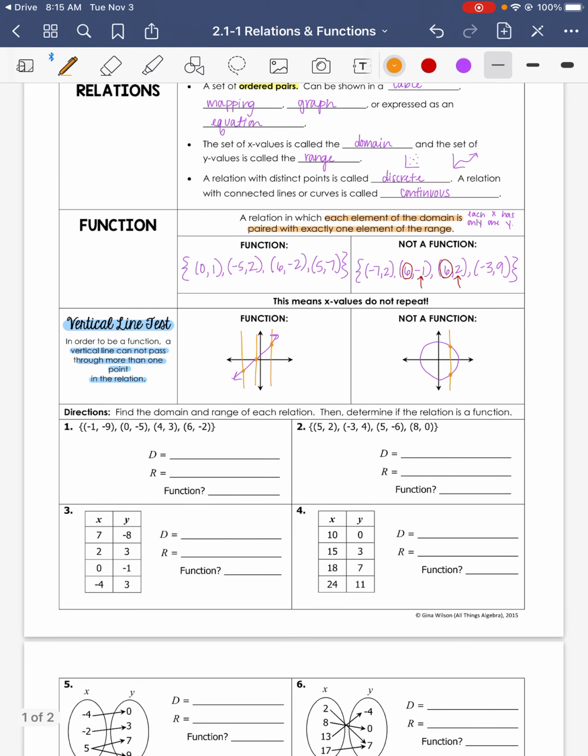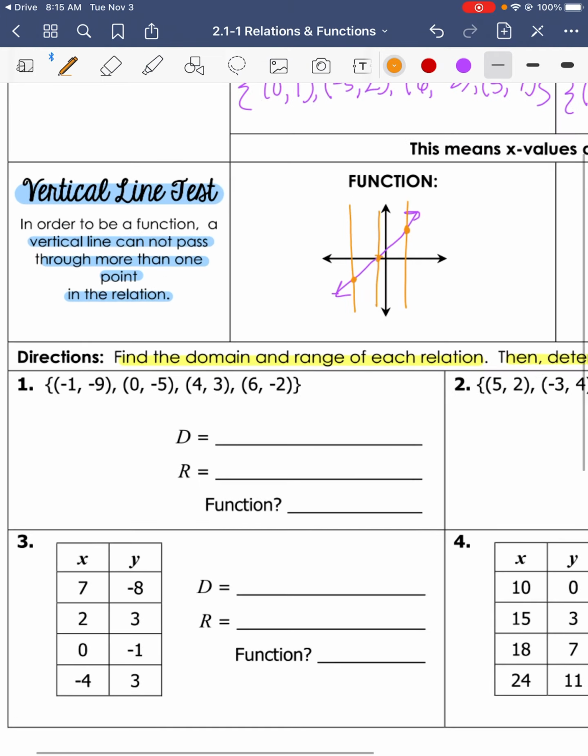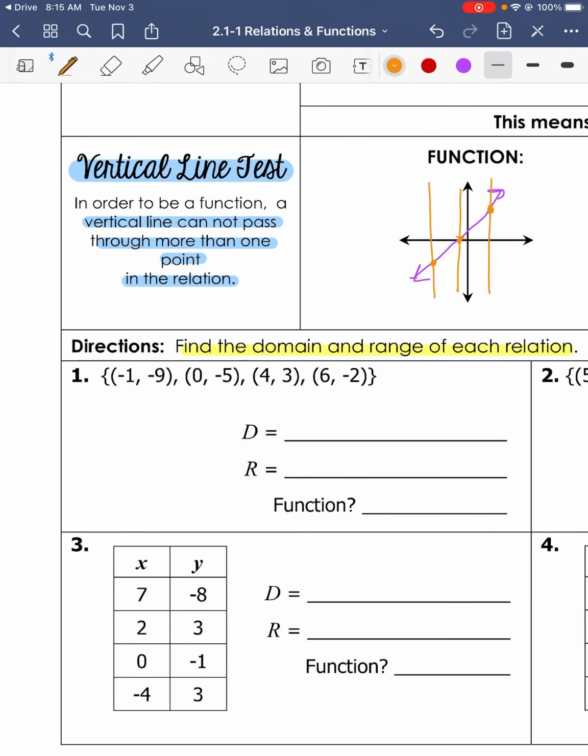All right, so we're going to get into some practice of finding the domain and range here. It wants us to find the domain and range of each relation and then determine if it's a function or not. Okay, so let's take a look at number 1.